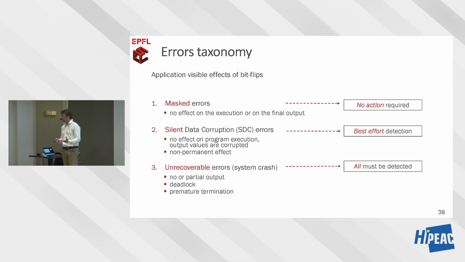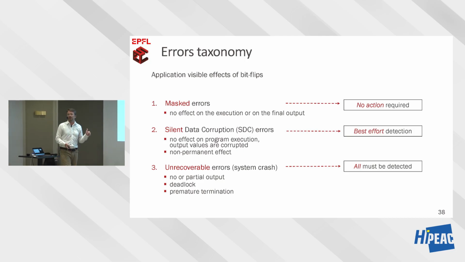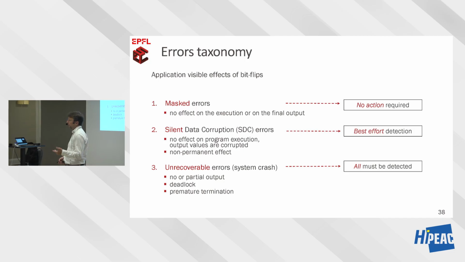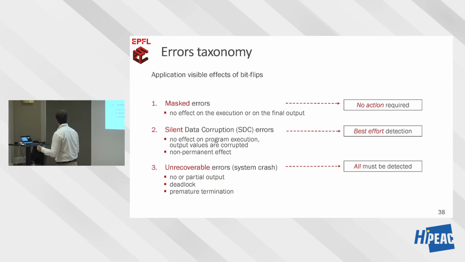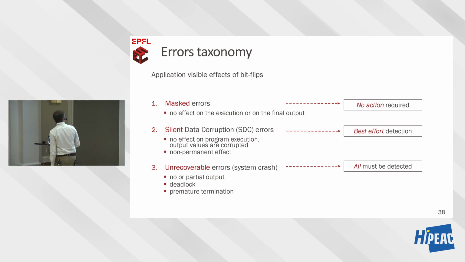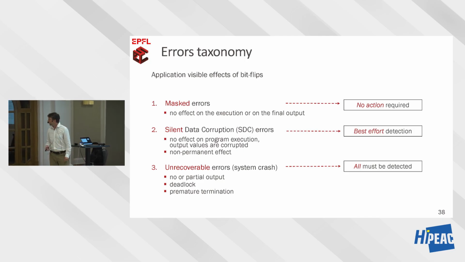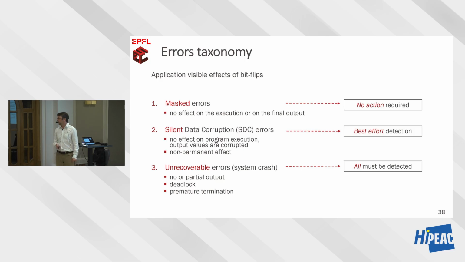Now, once we have bit flips, three things may happen. First of all, nothing happens. There is a portion of bit flips which have no effect whatsoever on the runtime execution, for example, because they flip a bit in an instruction which is unused, or they flip a memory location which is not used by our program, etc. The second thing is silent data corruption, which are non-permanent effects, and here we have a wrong result, but our program keeps behaving correctly. The third thing are unrecoverable errors, and these are system crashes.